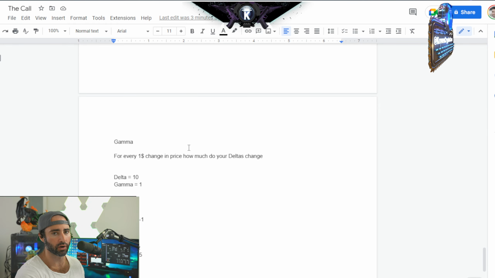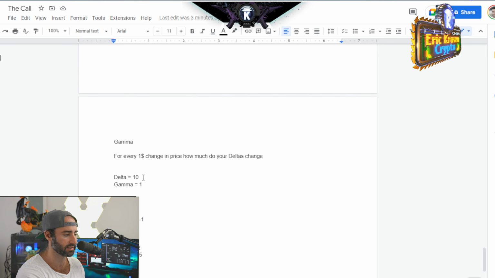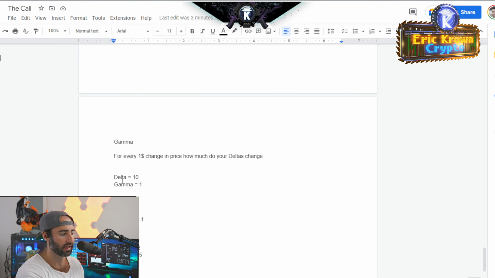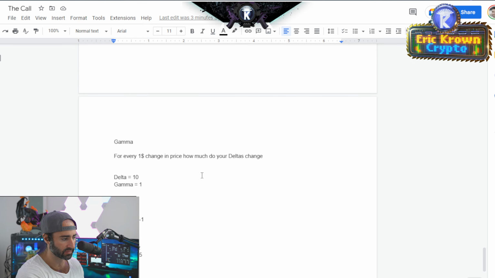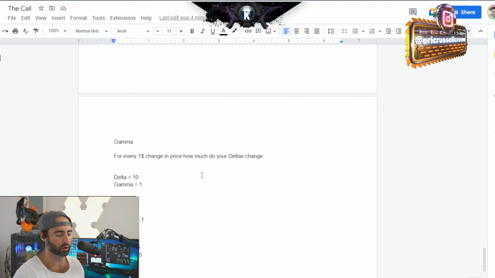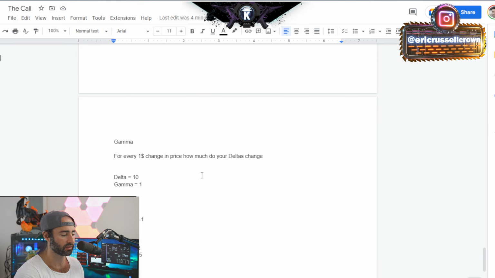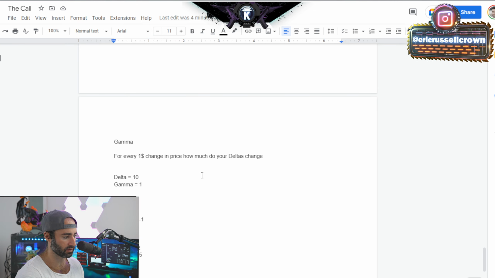So if our current position has 10 deltas, or long 10 deltas, and we have one gamma, then for every $1 that Bitcoin goes up, our deltas are also going up 1. If Bitcoin goes up $1, our deltas go from 10 to 11, and then another dollar, 11 to 12, so on and so forth. You get the idea. Nice and simple within that particular example.